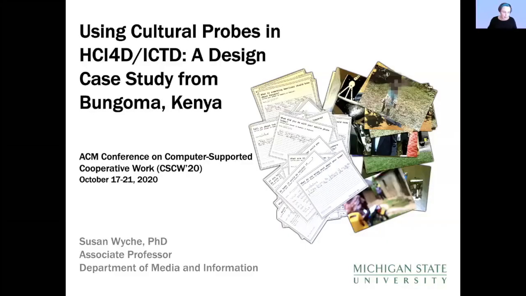And here I present a case study detailing my experience designing and deploying cultural probes in Bungoma, Kenya. And I want to demonstrate how using this design-oriented method can benefit researchers in the fields of HCI4D and ICTD.